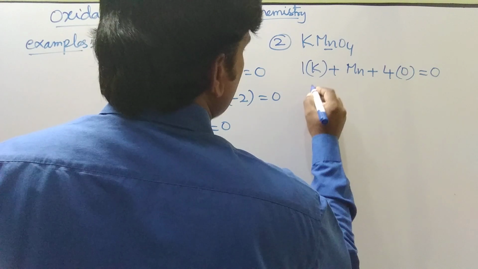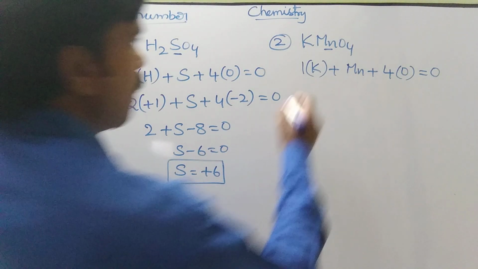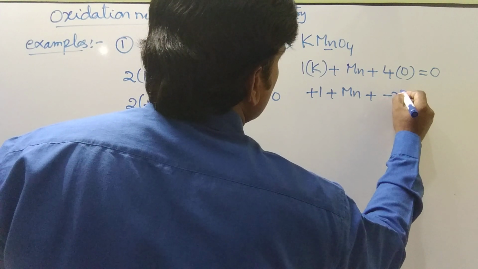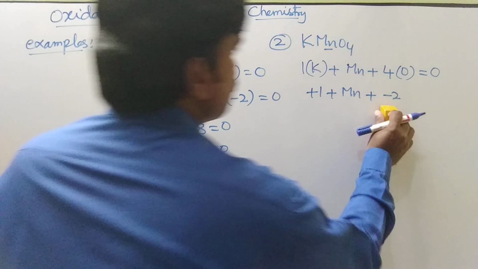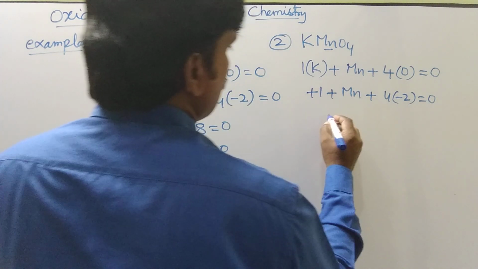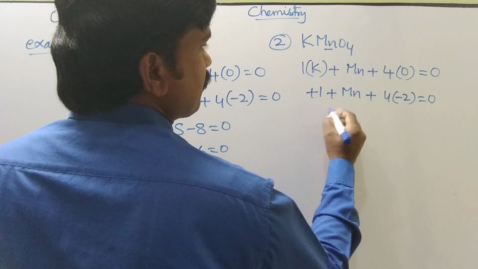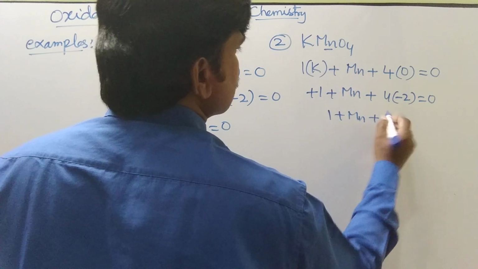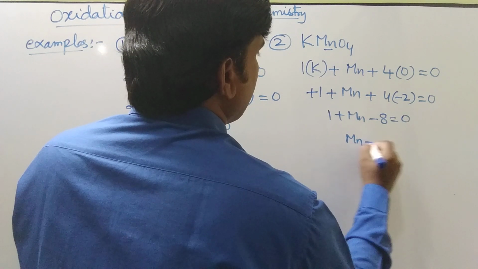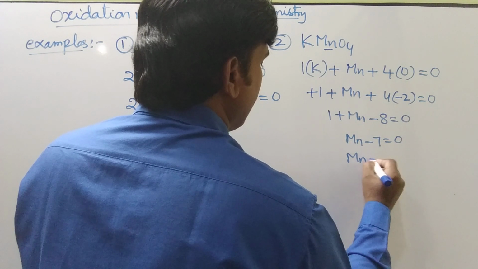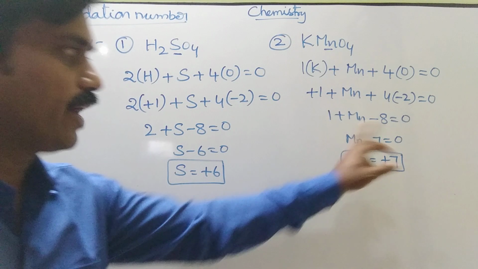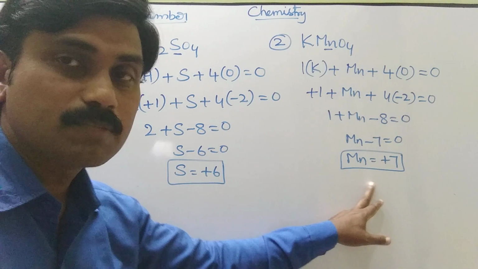Look now. Potassium belongs to the first group, that's why its oxidation state is +1. +1 plus Mn plus -2 into 4 equal to 0. Here, 4 atoms of oxygen, so 4 into oxidation state -2. So 1 plus Mn minus 8 equal to 0. Mn minus 7 equal to 0. Therefore, Mn is equal to +7. So the left side -7 is taken to the right side. Mn oxidation state is +7.